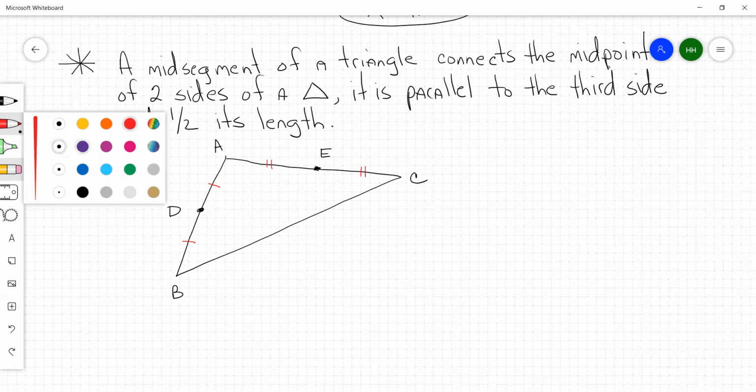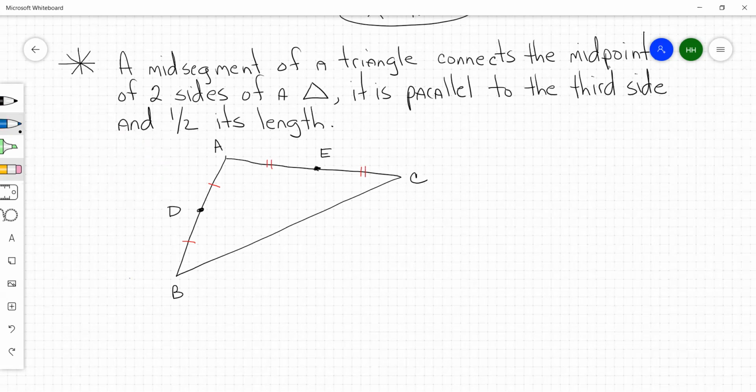Now if I take a line and I connect D to E, then DE is a midsegment. And there are a couple of rules that you need to understand and know related to its length. Okay?